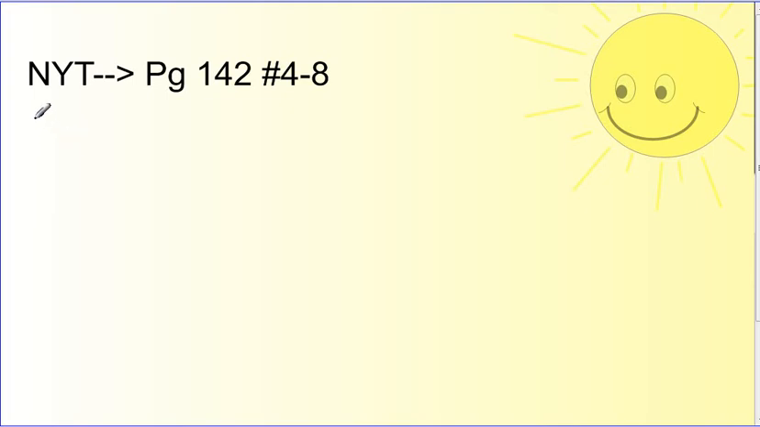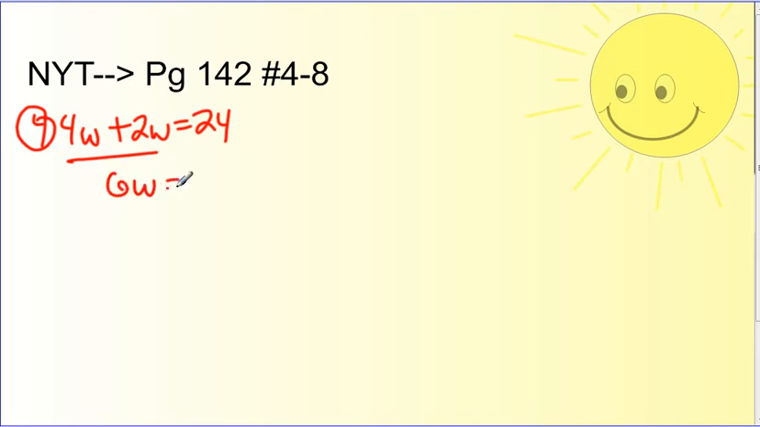Number 4 says 4w plus 2w equals 24. Well, I can combine these terms. I've got 2 w's on the same side of the problem. I can combine them together and get 6 w's. And now that's one step. The way I get rid of a times by 6 is divide by 6, and w equals 4.